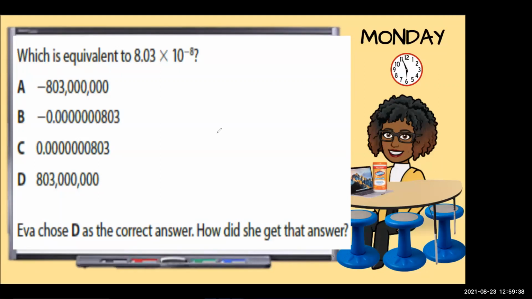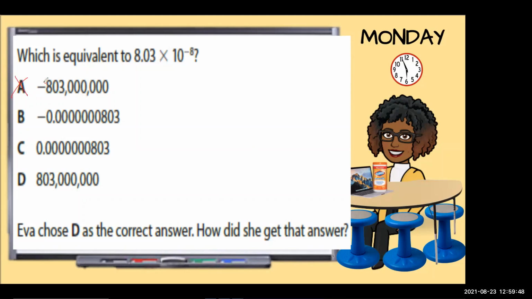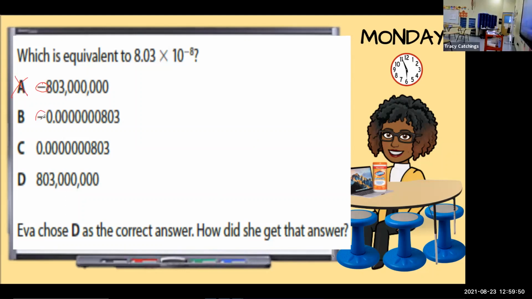I know it. All right, what you got, Jamal? It's not A. Why do you say it's not A? Because it's not a negative number. Good job. Before you move on, Jamal, let me state something. That negative exponent will not make that number negative.